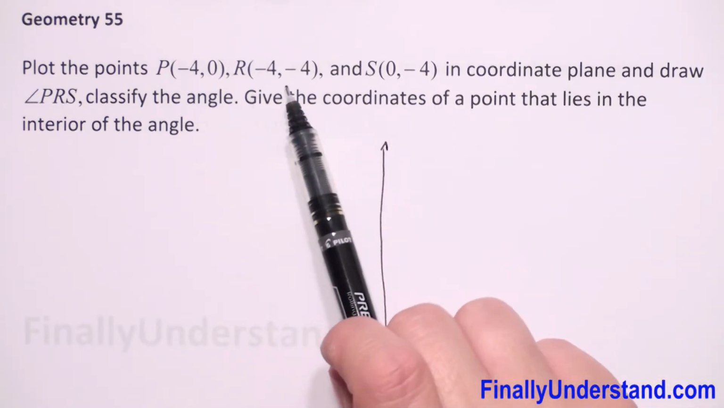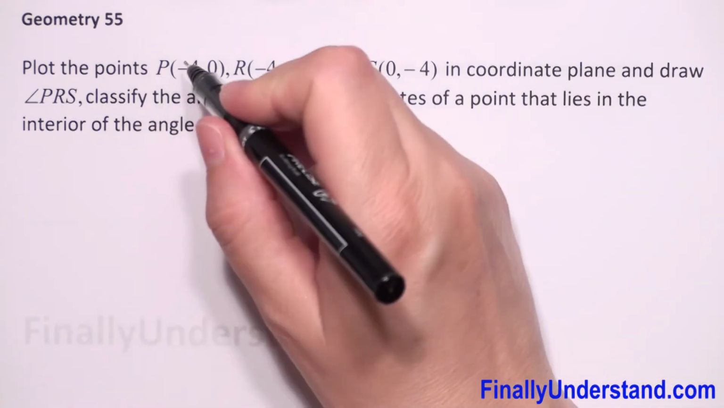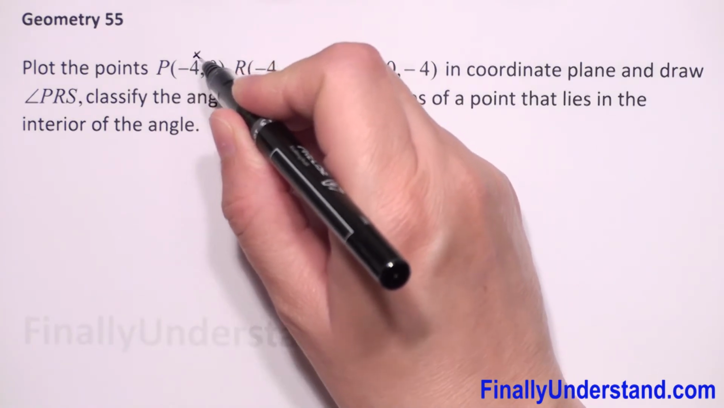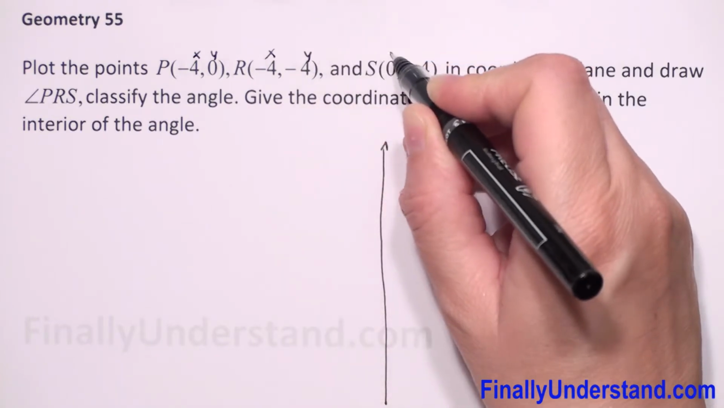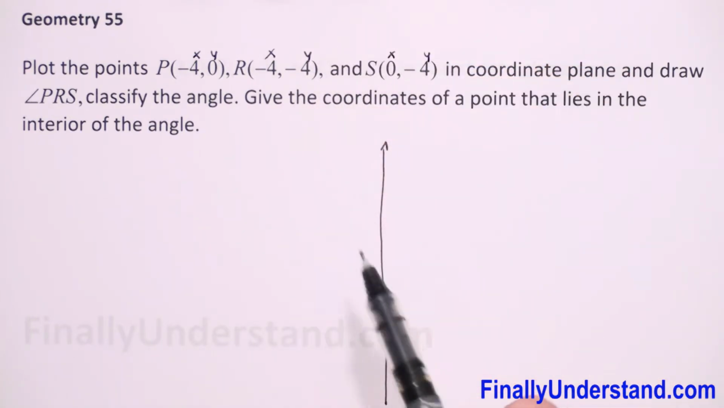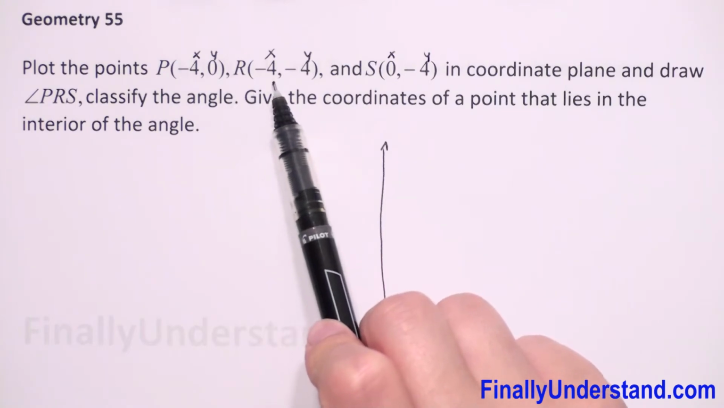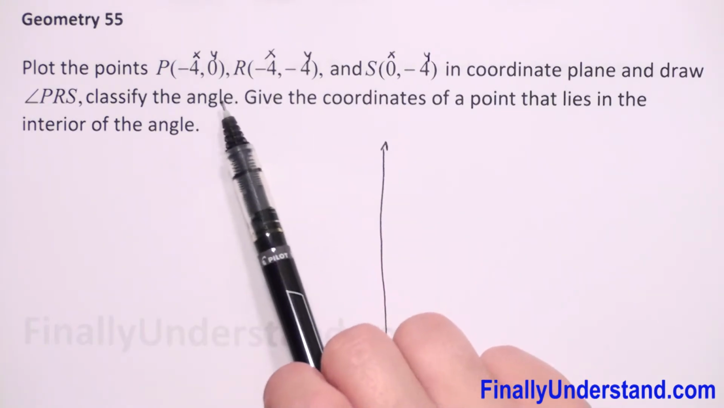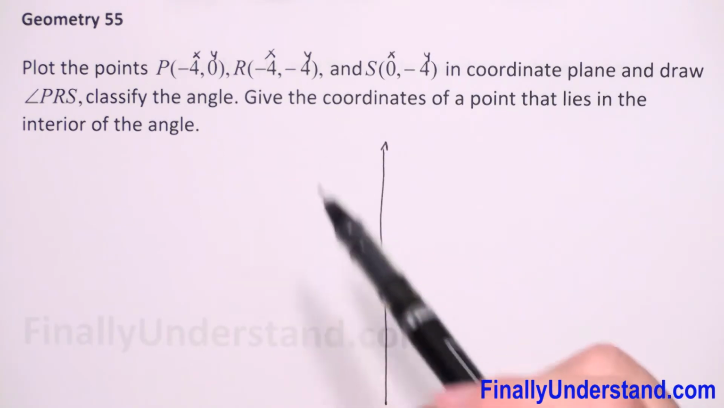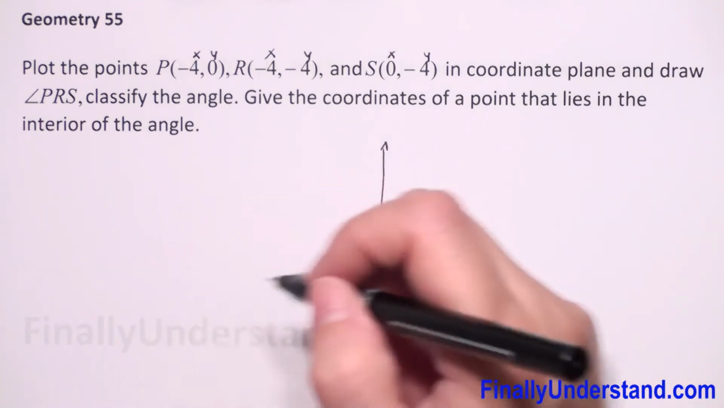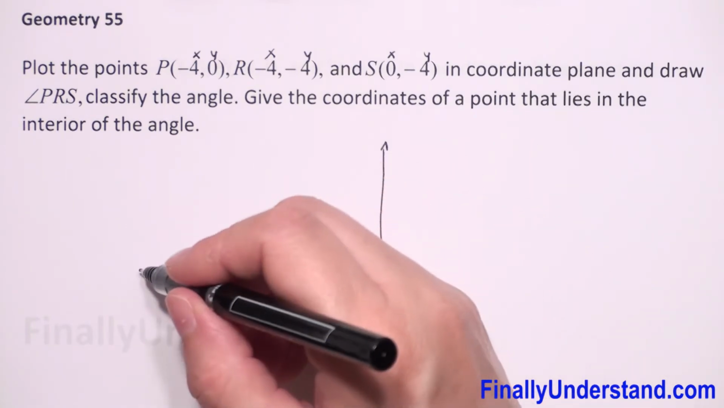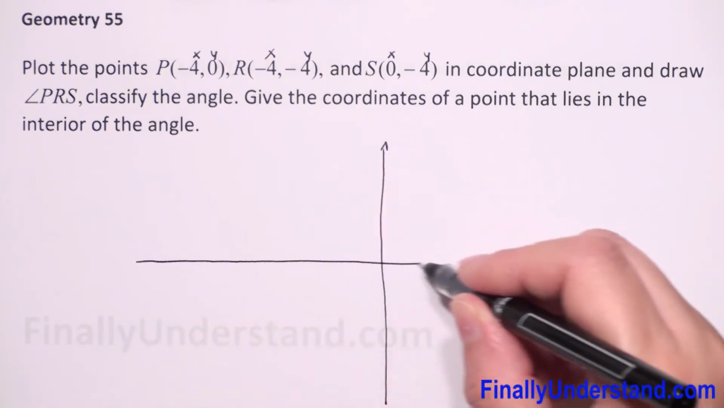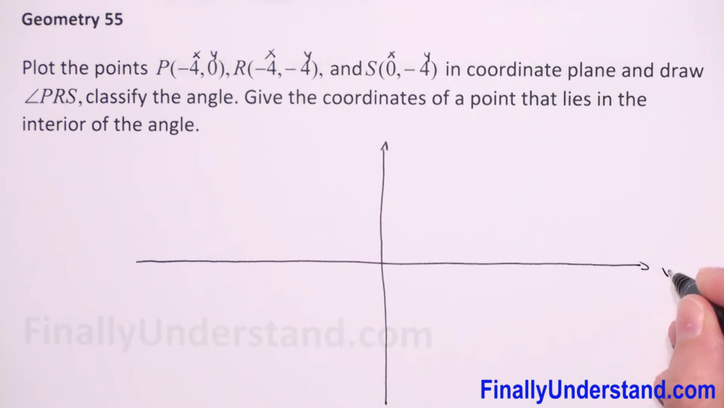Because we have -4, always the first coordinate is X, the second is Y. X, Y, X, Y. Because we have negative X's and negative Y, so we need the third quadrant. So this is our x-axis, y-axis.